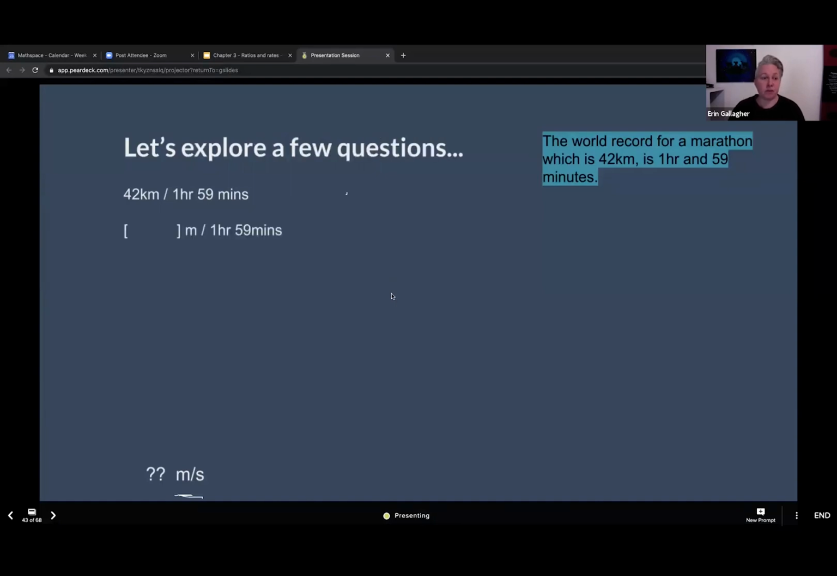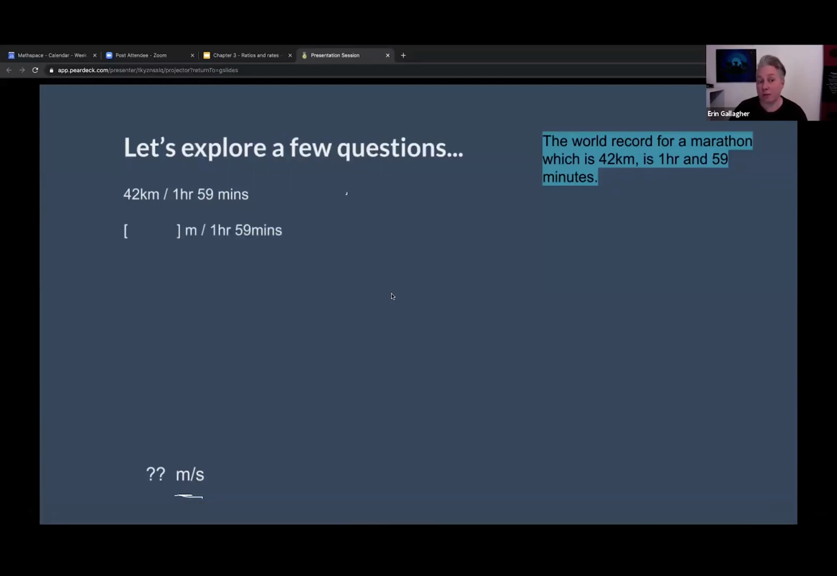So the first thing I want to do is change the kilometers to meters. How many meters would 42 kilometers be? At this point, it'd be great if you just threw some numbers into the chat. You can see that you're all sort of thinking and with me on this. 42 kilometers, how many meters would that be?